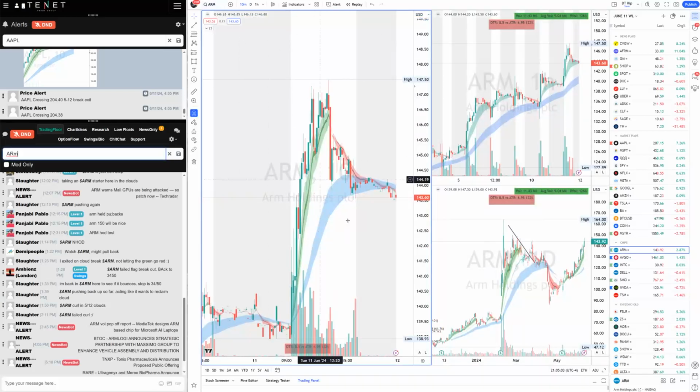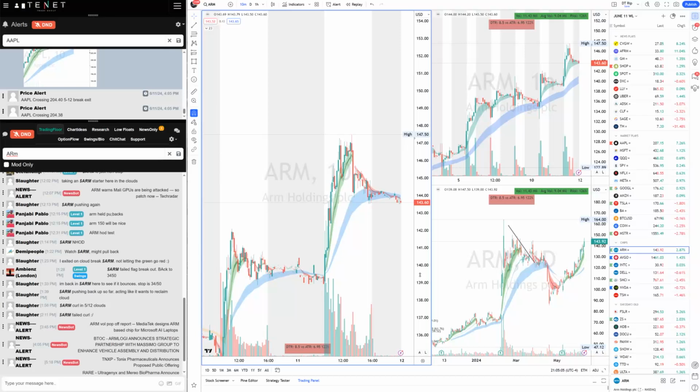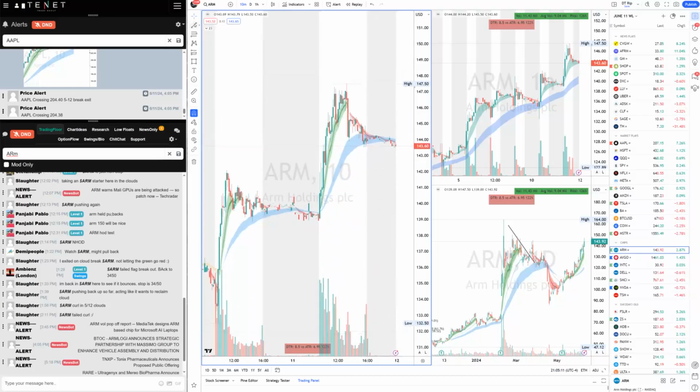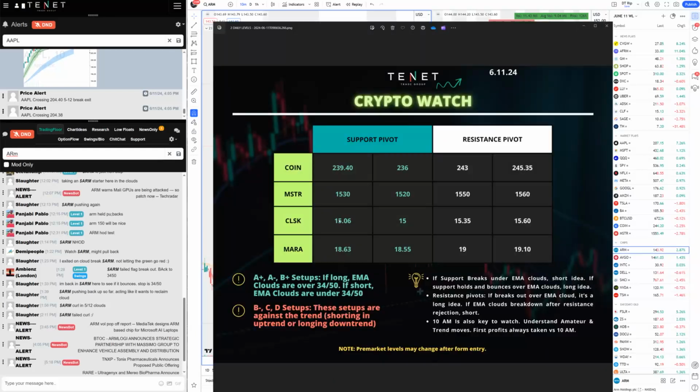I've told you many times that when there's an upgrade by a tier one firm, you see the moves, you see the solid moves happening. That's what happens when there are upgrades by a tier one firm. So we see those moves happening. When we have those upgrades, we need to watch it. Let's go back and see what our levels were on ARM.